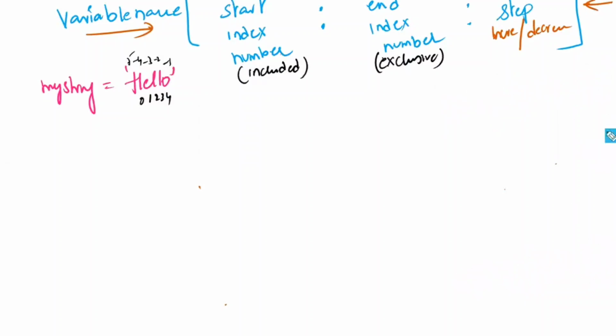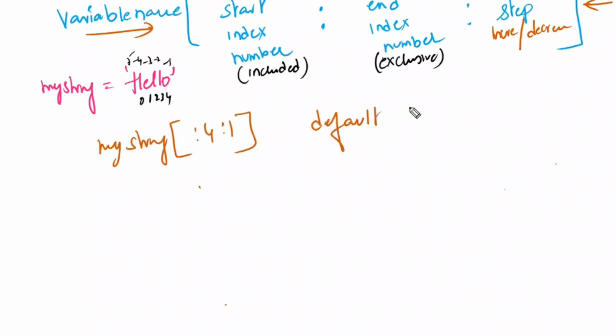Now, my string of... If you don't write the first number, and you have written only the second number, the step like this, the first number, if you don't write it, it is going to take the default value. The default value of the start index number is 0. If you don't write it, it will automatically take 0. So now what is the answer of this one?